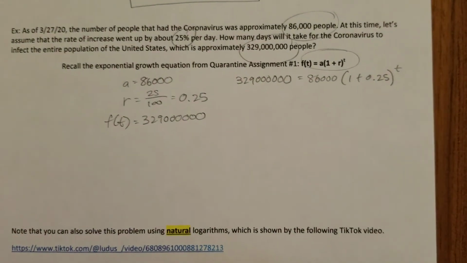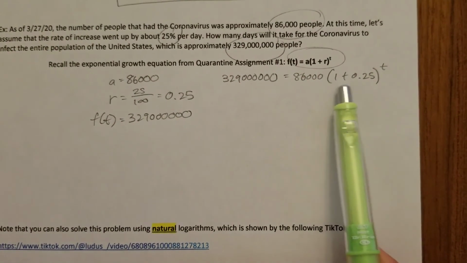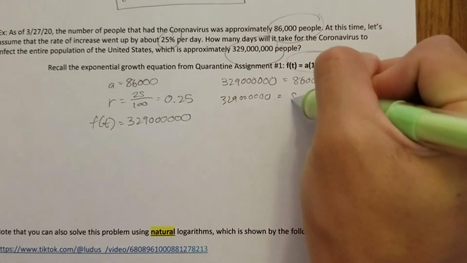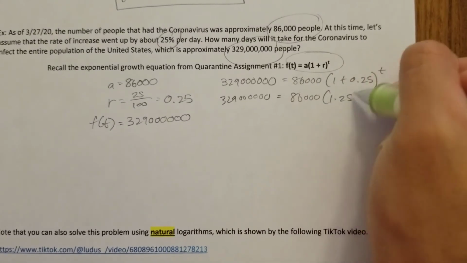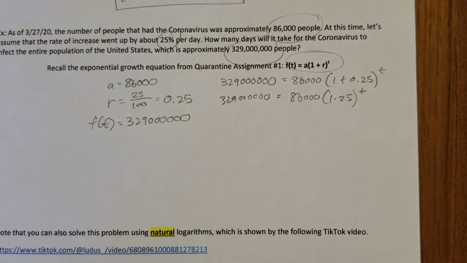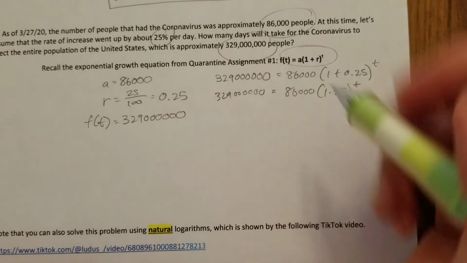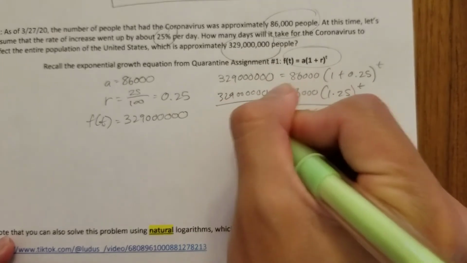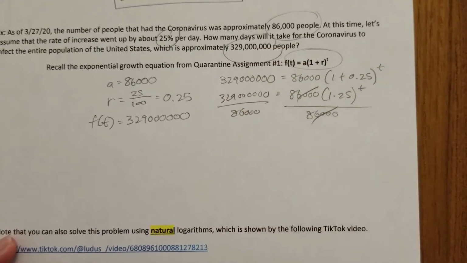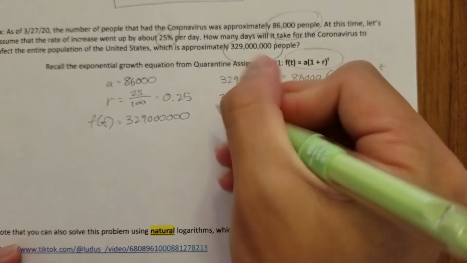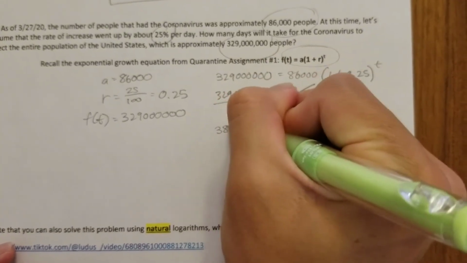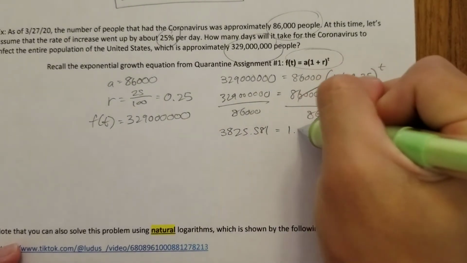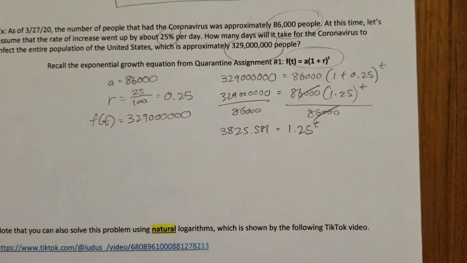Okay. So next, we can simplify the parentheses. So this is 329 million equals 86,000 times 1.25 raised to t. Next I can divide both sides by 86,000. If I divide both sides by 86,000, this is going to cancel. And what we're left with is about 3,825.581, and this equals 1.25 raised to t.